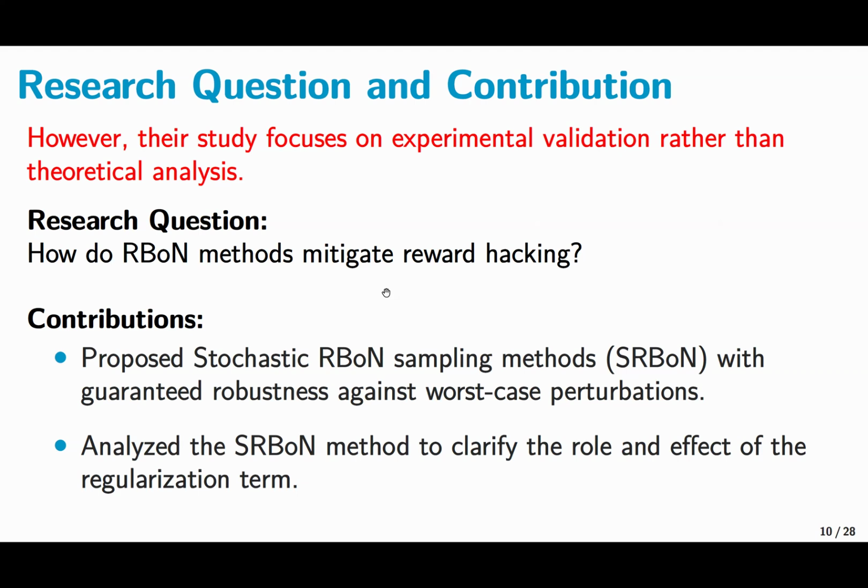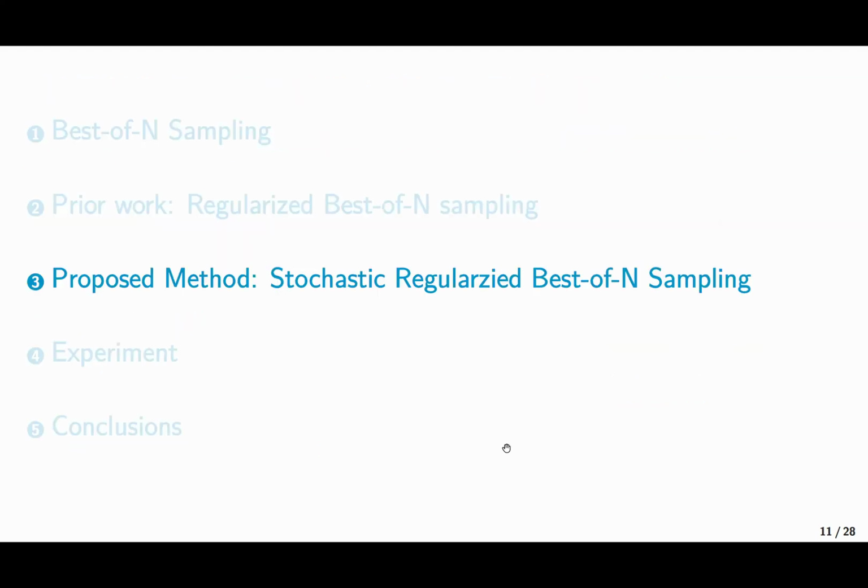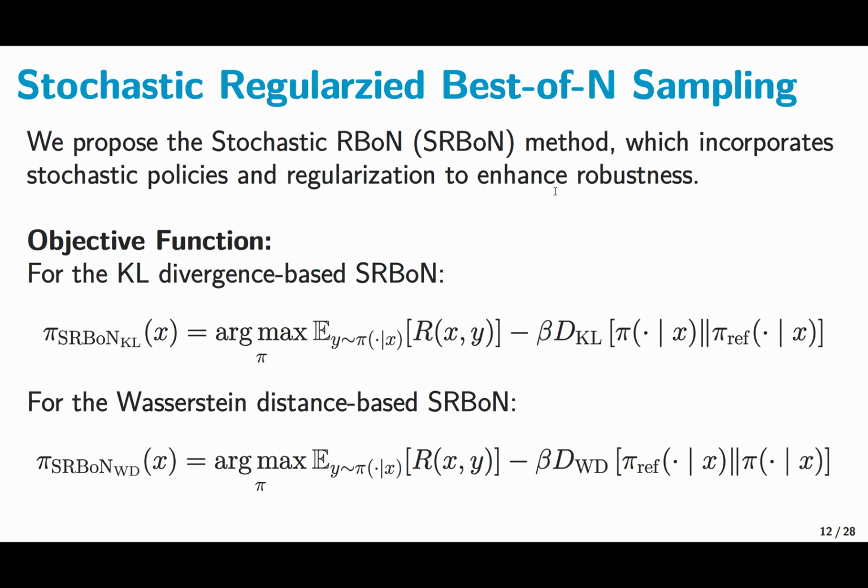So a research question arises: how does the RBoN method mitigate reward hacking? Our contributions are that we proposed stochastic RBoN sampling methods with guaranteed robustness against worst-case perturbation, and analyzed the SRBoN method to clarify the role and the effect of the regularization term. The proposed method, SRBoN, incorporates a stochastic policy, not a deterministic policy, under regularization to enhance robustness.